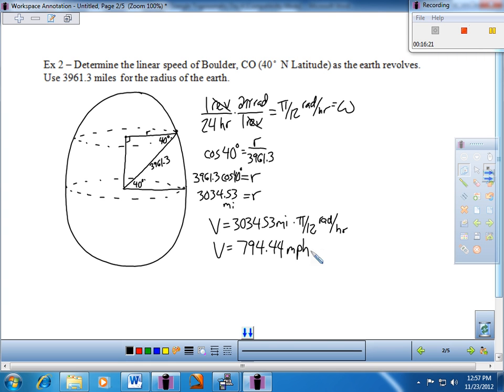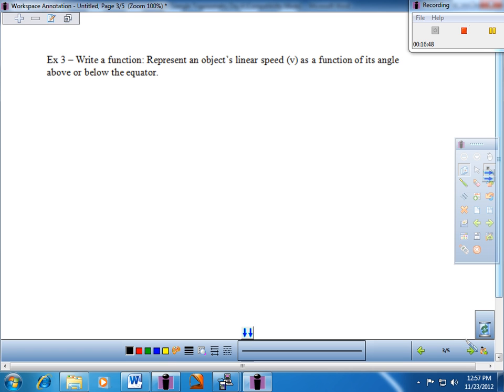What I'm going to ask you to do is come up with a mathematical relationship for the linear speed for anybody on the surface of the Earth, depending on its latitude. So let's get into that piece. Alrighty, so example 3 is that culminating part here. And it says, write a function to represent an object's linear speed, so everyone, this is going to be our dependent variable here, as a function of its angle above or below the equator. Essentially, everybody, the latitude. So linear speed as a function of its latitude. And that's exactly what we're going to pull off.